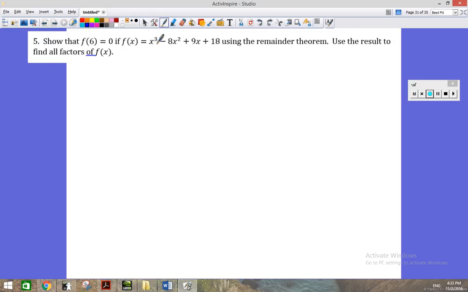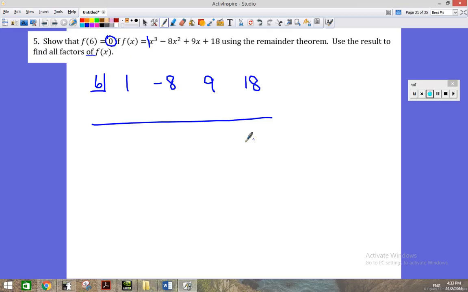All right, so it wants me to show that this is equal to 0. So with synthetic division, this is in standard form. There's no missing terms. I have a 1 there, -8, 9, 18. Since this is 0, I'm expecting this remainder to be 0. If it's not, then something's wrong somewhere. And it is.